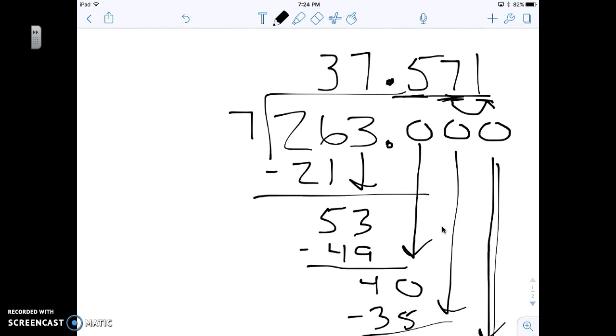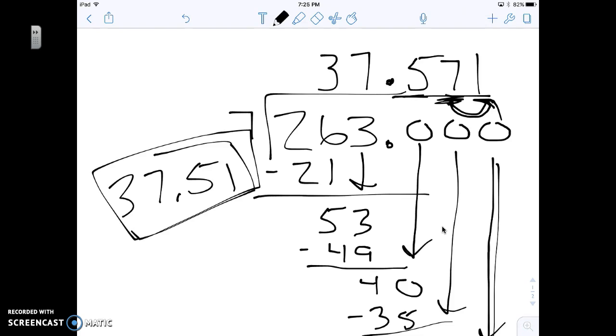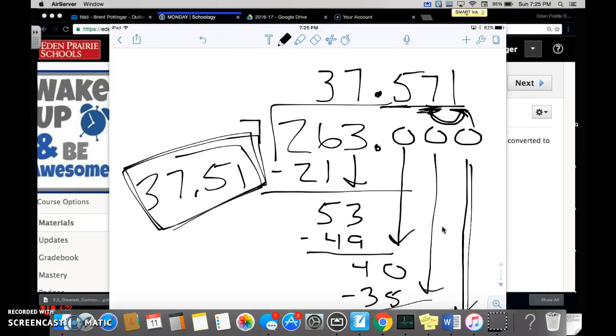We have 37.571. We are looking at the hundredths place, which is a 7. We look at the thousandths place to decide if we keep it the same or push it up to 8. Because it is 1, remember 5 and above, give it a shove. 4 and below, leave it alone. Our final answer is going to turn out to be 37 and 57 hundredths. This is how you are going to do wake up this week. Good luck.